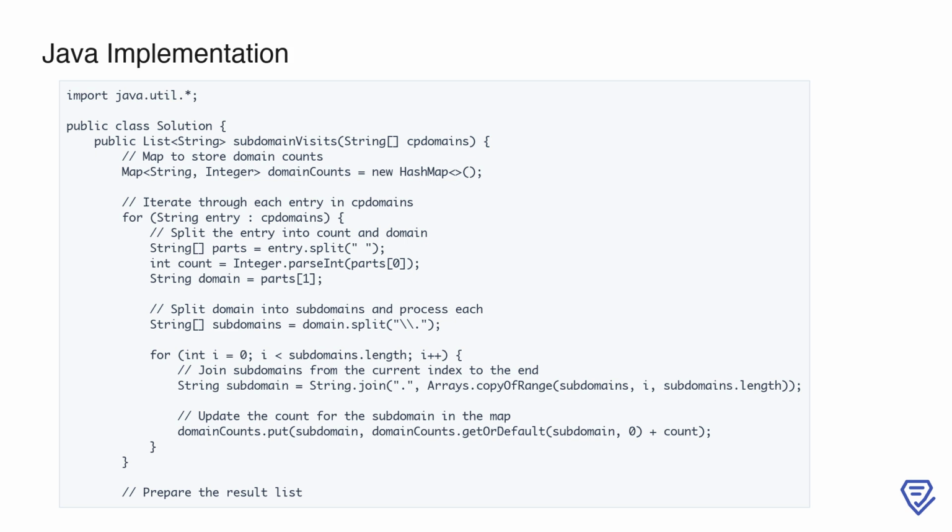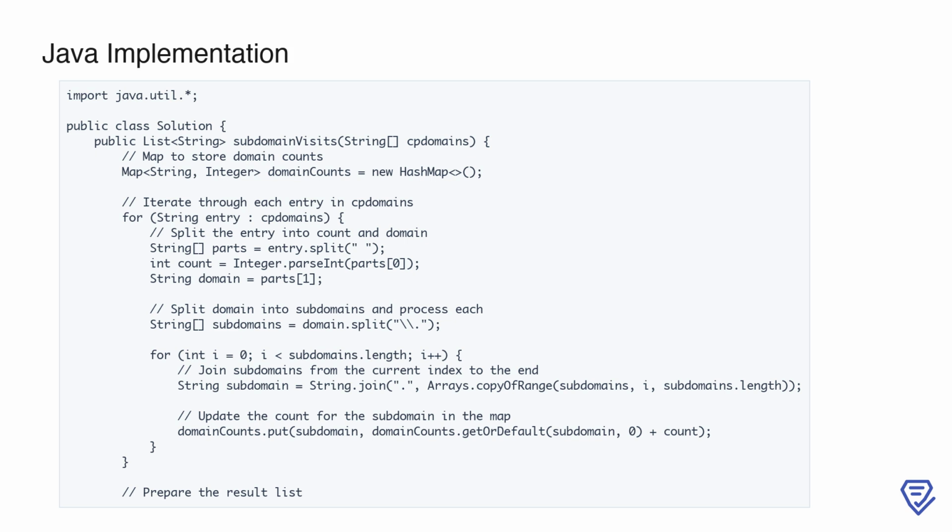The method takes an array of strings called domains, each representing a count pair domain. First, we create a hash map to store the subdomains as keys and their respective visit counts as values. Next, we iterate over each domain entry in the input array. Each entry contains a count and a domain, separated by a space, so we split the string to extract these components. The count is converted into an integer, and the domain is further split on dots to break it into subdomains. Using a loop, we construct all possible subdomains by joining the parts from the current index to the end.